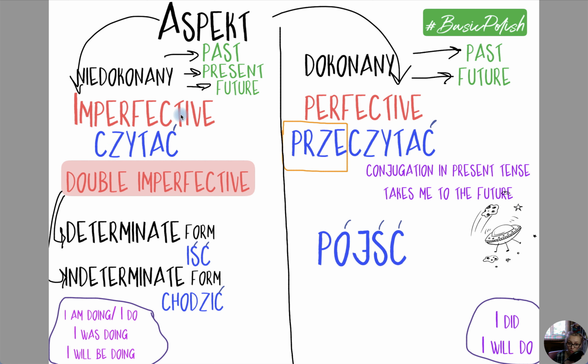So when I conjugate the imperfective verb, like I do with czytać, I have either I am reading or I read. Czytam teraz would be I am reading.